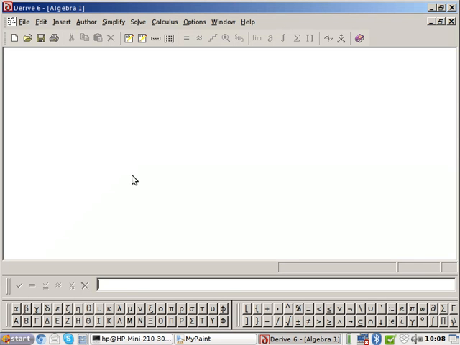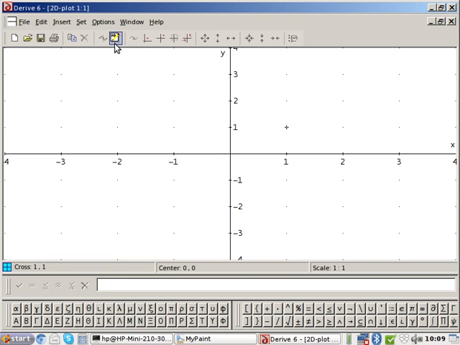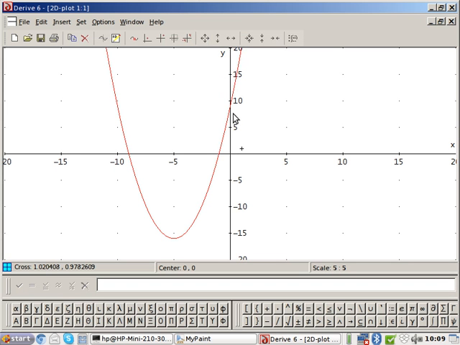Okay, which one did I ask you to do in number 4? AB. Okay, so y equals x squared plus 10x plus 9. Let's draw that. And I'll zoom out. Okay, so it looks like the minimum is at (-5, -16) on your graph, and you should have roots at about -9 and -1. Did you get that? Yeah?